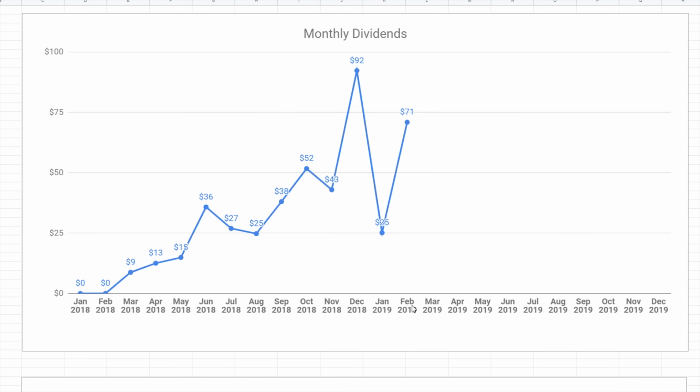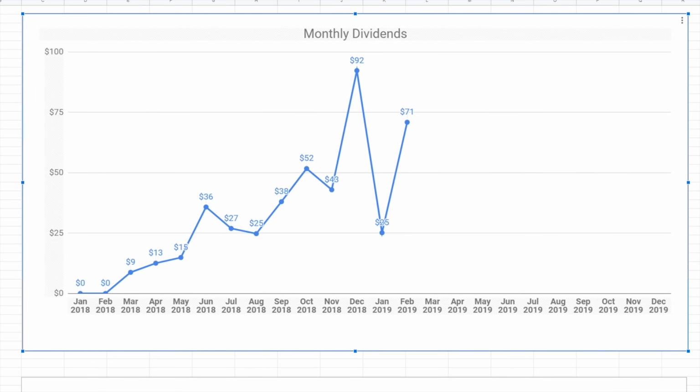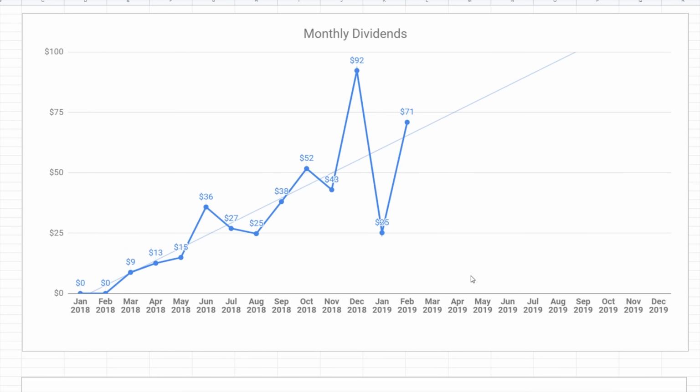In February of 2019, I made $71. February of 2018, I made $0. So that's an incredible increase. Of course, that's right when I was starting my account. But regardless, you can see this is a clear trend of it just continually going up. In fact, let me add in a trend line here. Boom. So you can see the idea.